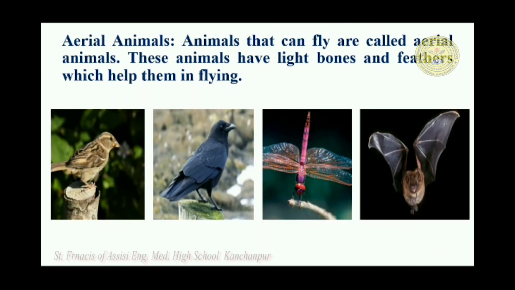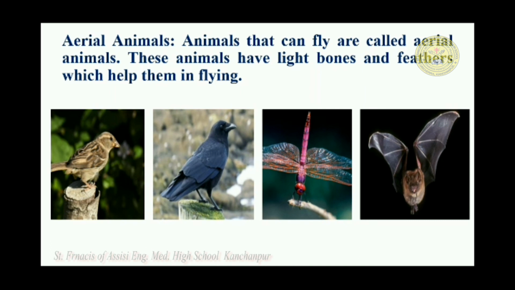So now next is aerial animals. What are aerial animals? Animals that can fly are called aerial animals, such as birds, insects and bats. Okay. These animals have wings to fly, and they also have very light bones and feathers, which help them in flying.